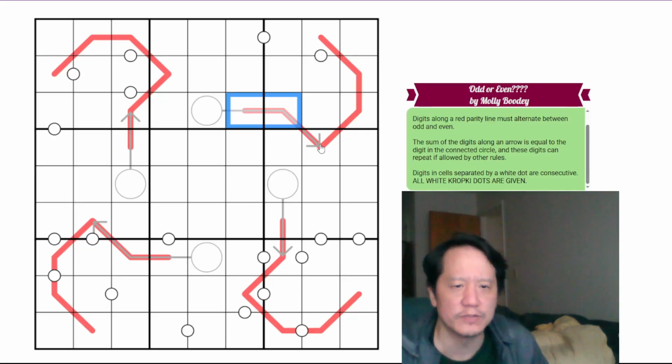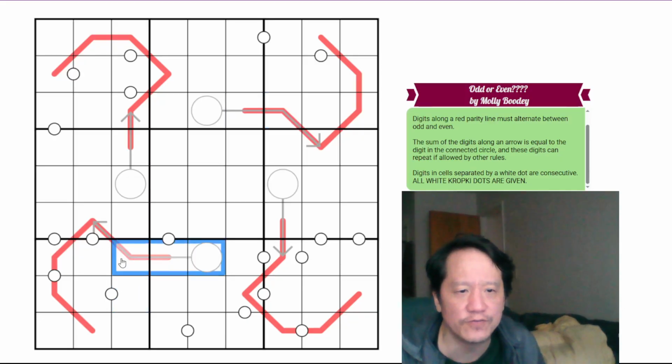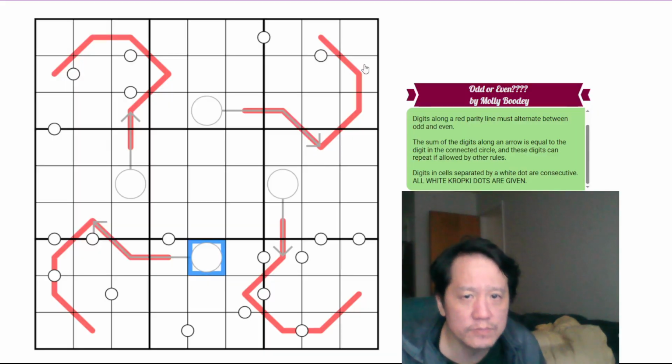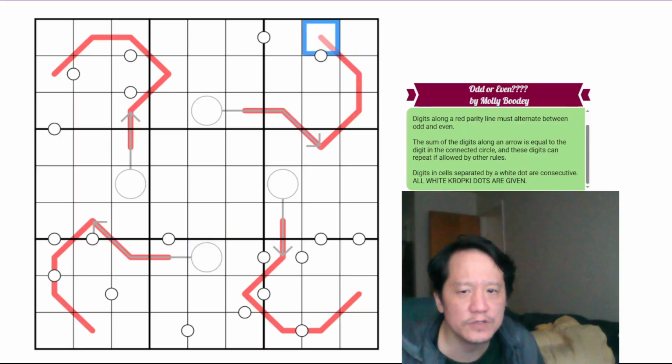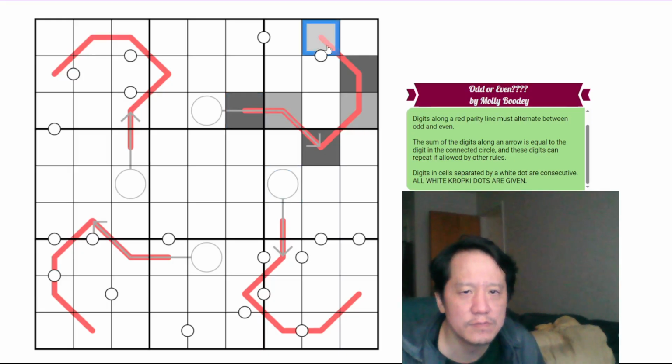Let's just start coloring this parity line. I don't know if that will be helpful, but maybe it will. This one will use dark and medium. So let's start with medium, dark, medium, dark, medium, dark. This must then be dark because consecutive digits must be opposite parities.